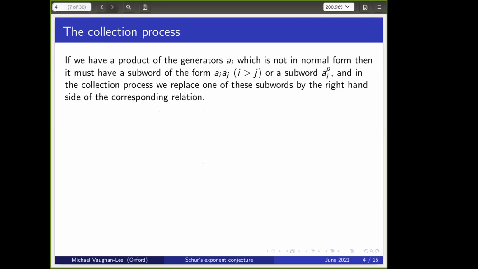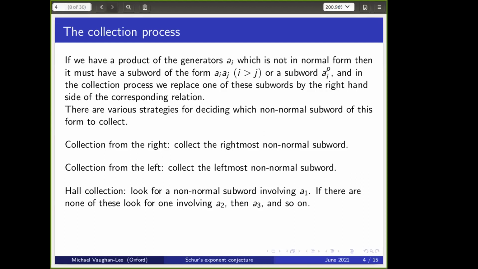The way you use the relations, if you've got a product of the generators, to get it into normal form is called a collection process. If it's not in normal form, then it must have a subword ai aj, where i is bigger than j, or a subword ai to the p. Then in the collection process, we replace one of these subwords by the right-hand side of the corresponding relation, and then you just keep iterating that. But usually there'll be a choice of which subword to pick. So there are 3 main strategies that have been used for deciding which non-normal subword to collect.